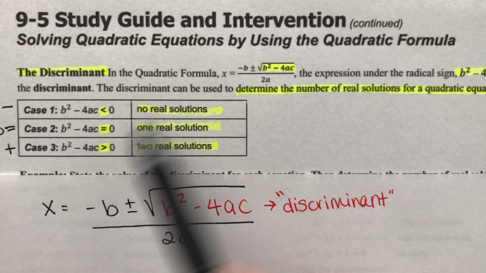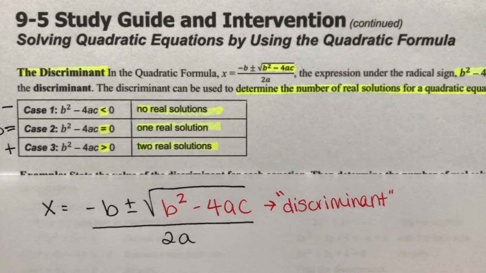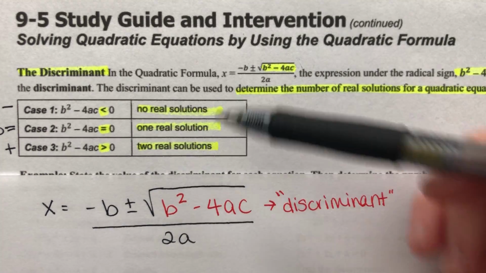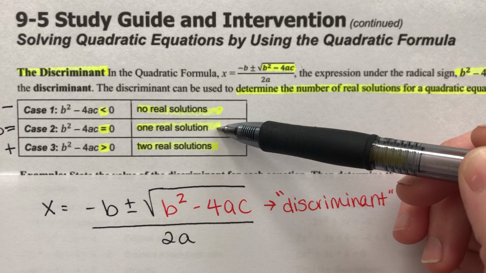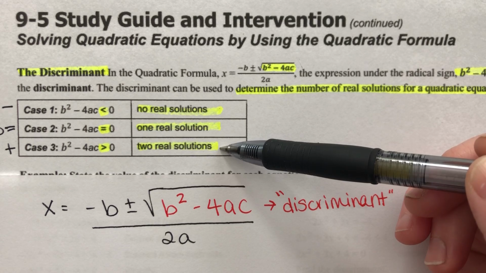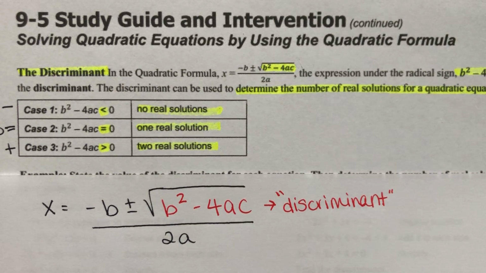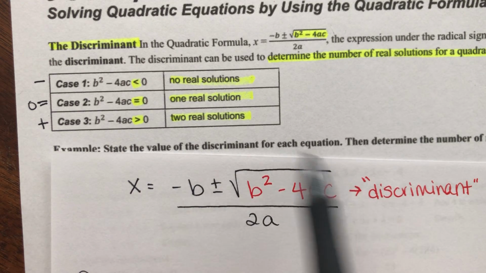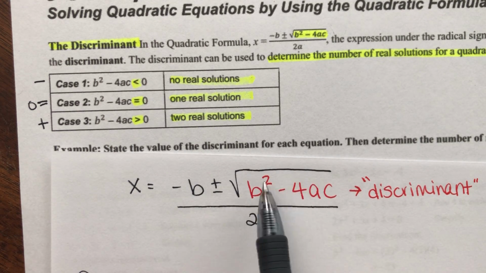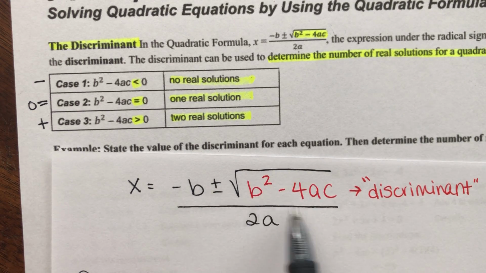And if it's a positive number, then you're going to get two solutions. So all it's telling us is if it's negative, no solutions. If it's equal to 0, one solution. And if it's positive, two solutions. Again, here is our entire quadratic formula. The discriminant is just this piece in red. It's just what's under the radical sign, and its only function is to tell us how many answers we're going to get.